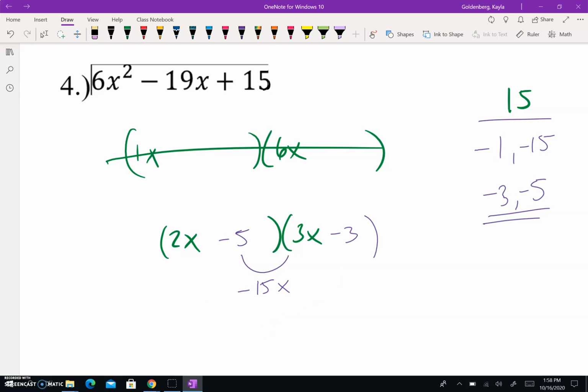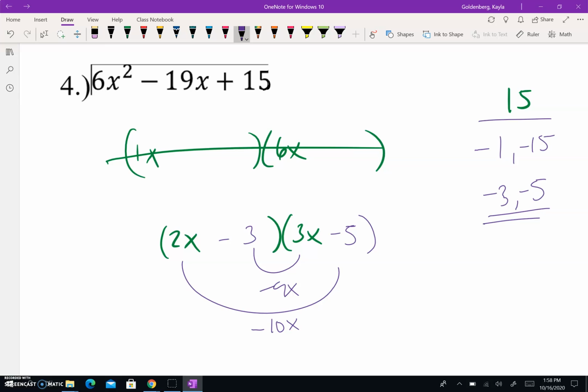What happens if I flip them? Let's try this negative 5, and this one be negative 3. When I do my foiling, that's going to be a negative 9x. This is going to be a negative 10x, and those do combine correctly, so this is my final answer.